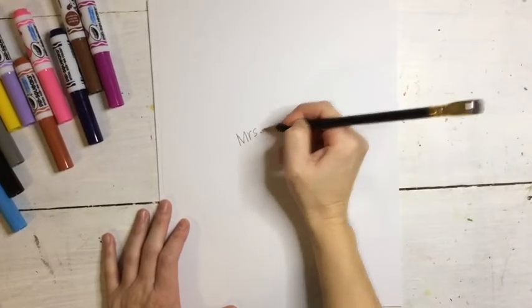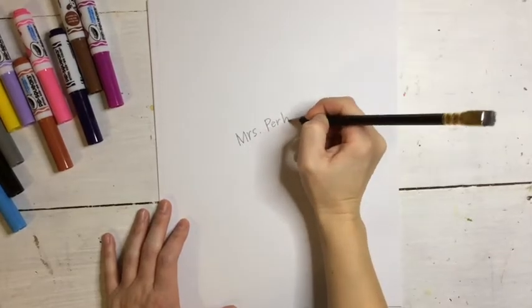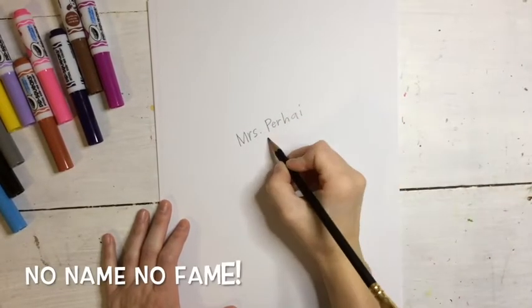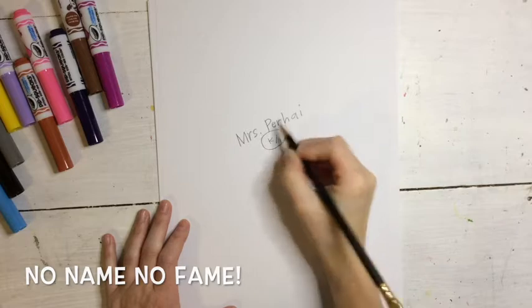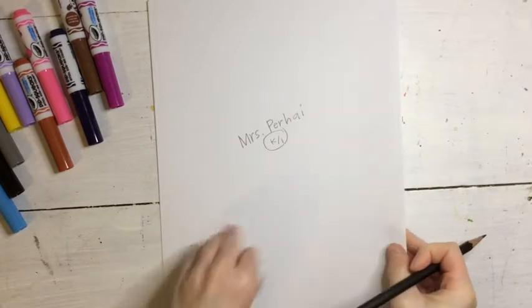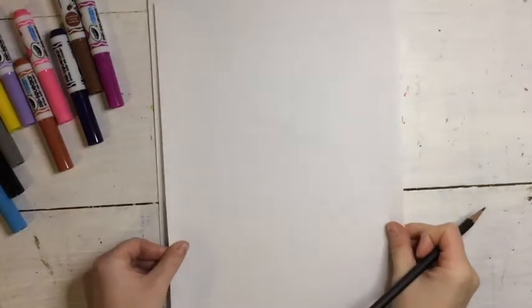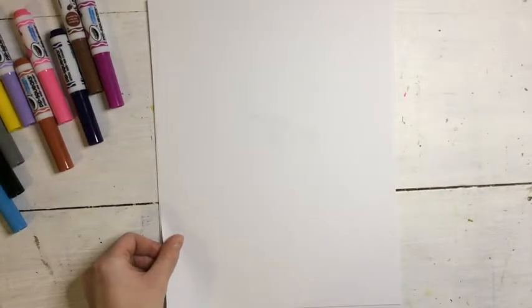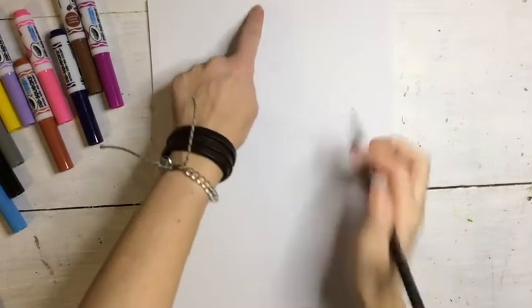Direction is always the same. Pick up your pencil and write your name, because why? No name, no fame. And flip our paper like a pancake and get ready to draw. I'm holding my paper the vertical way, or the portrait way. You can do the same.